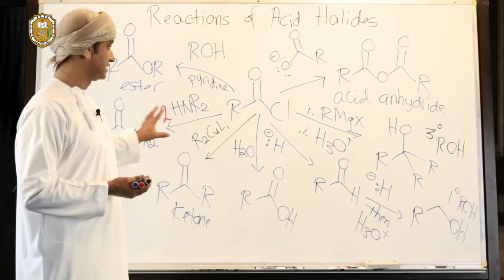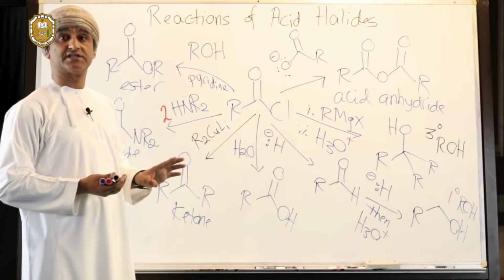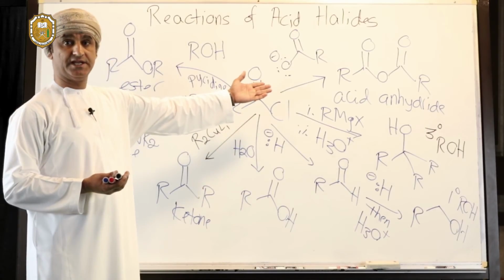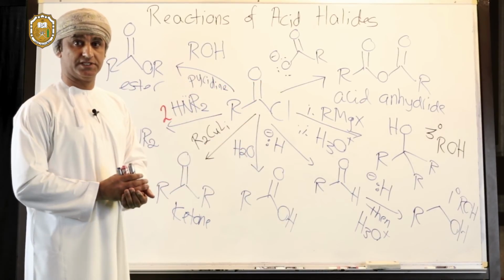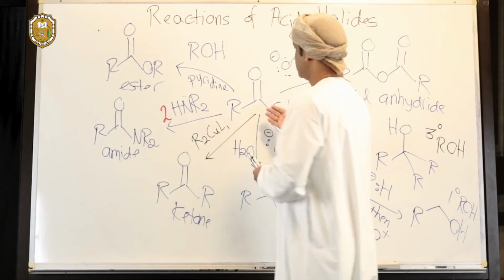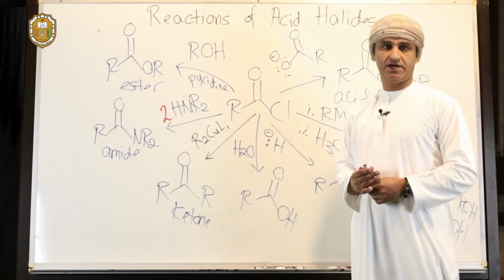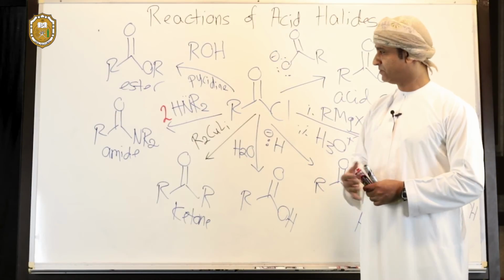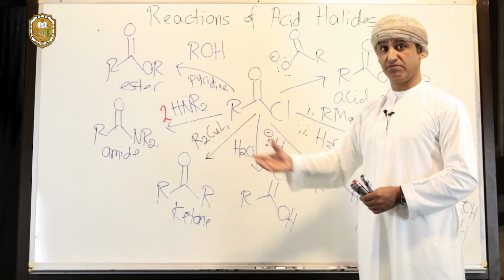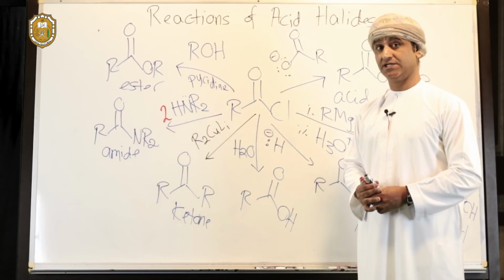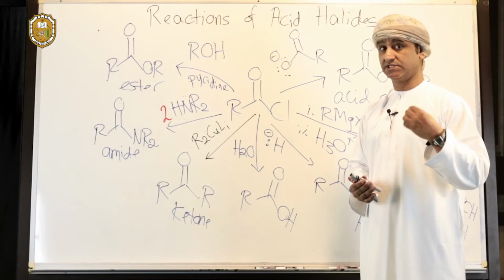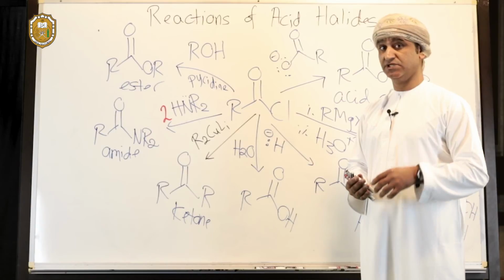So in summary of this scheme, acid chlorides are very versatile because it is possible to make from them acid anhydrides if the acid chloride is treated with a carboxylate ion, or acid chlorides can be transformed into esters if the acid chloride is treated with an alcohol in the presence of a base such as pyridine. Acid chlorides can also be transformed into amides if the acid chloride is treated with an amine. And remember, we need two equivalents of the amine, as we will see in the mechanism later on.